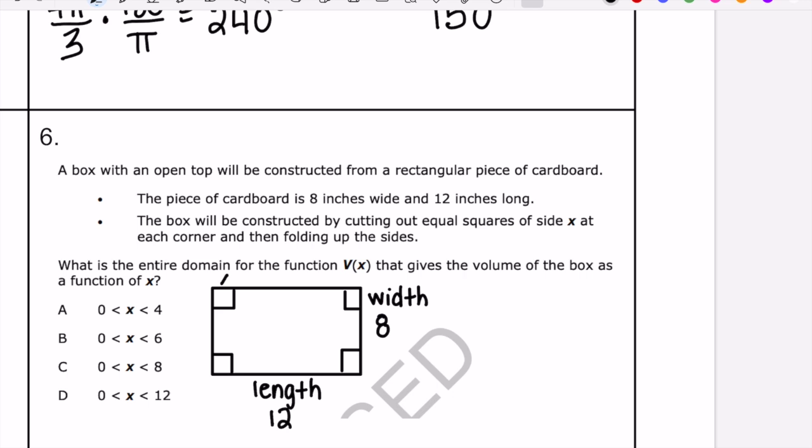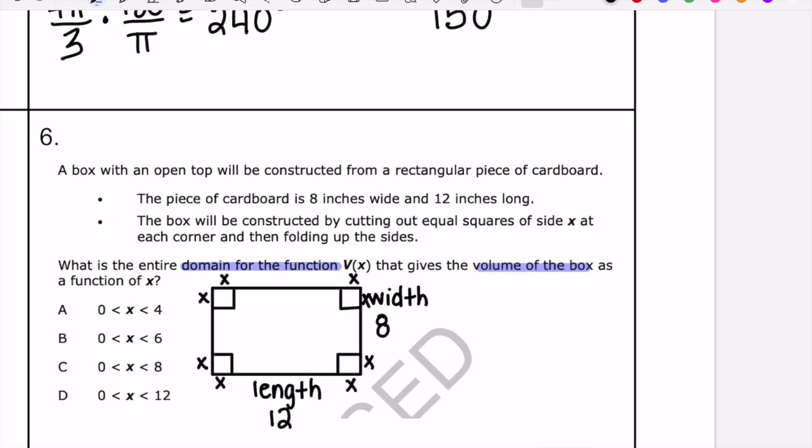Now, each of those is labeled with an X. So this is X in length, that's X in length. We don't know what X is, but we know the length is the same on all sides because technically these should be squares. Mine kind of didn't turn out to be very square-like, but they should be squares. All right, so then it says they want to know what would be the domain of the entire function for the volume of the box.